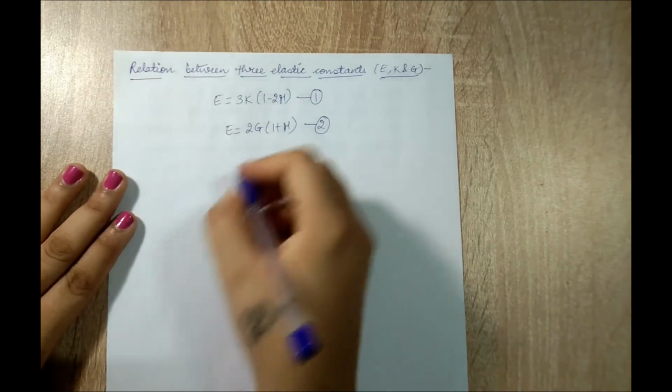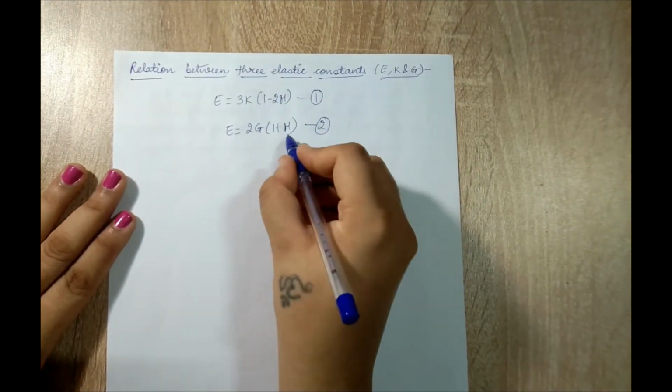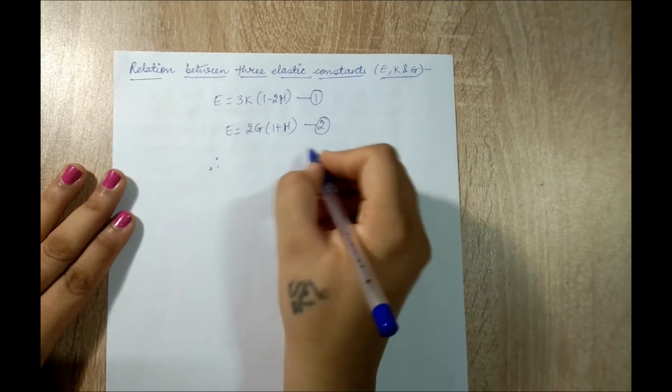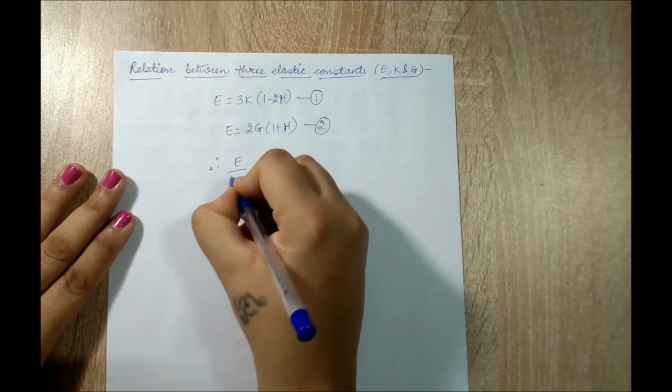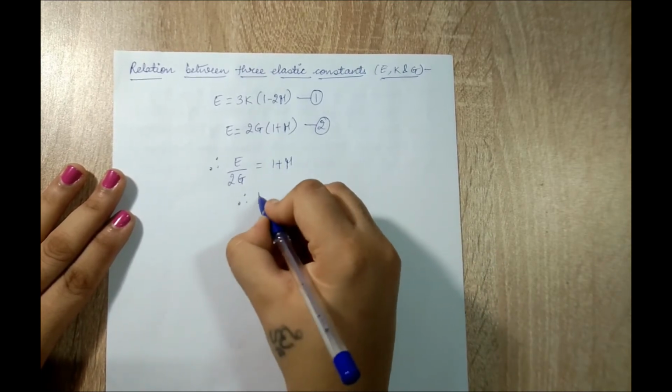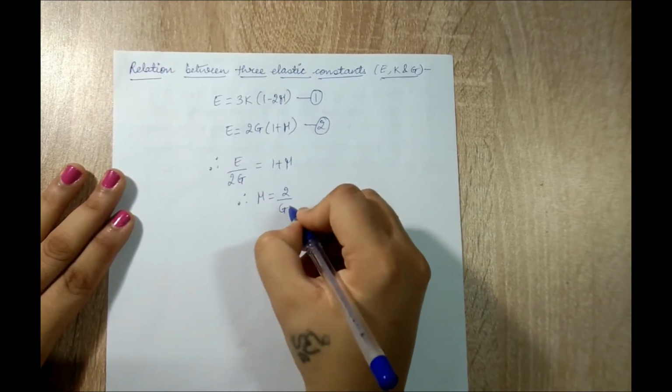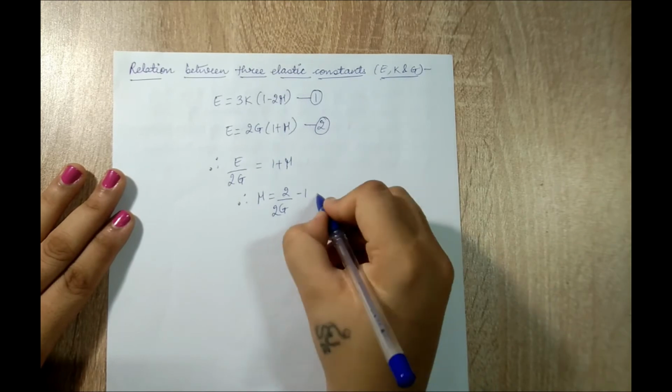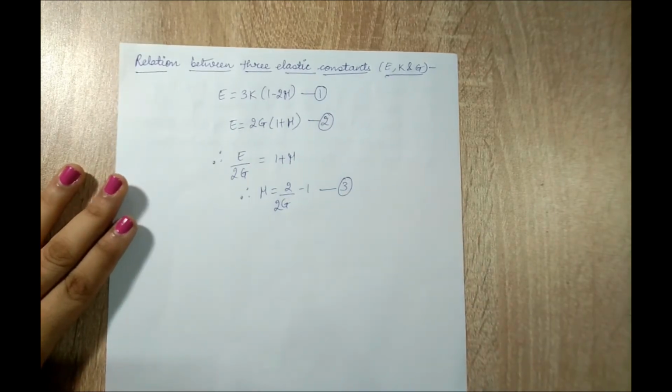So from this equation 2, suppose I calculate the value of mu, I am taking the term mu on one side. So I get E upon 2G is equal to 1 plus mu. Therefore, I get mu is equal to E upon 2G minus 1. Let me mark this as equation 3.